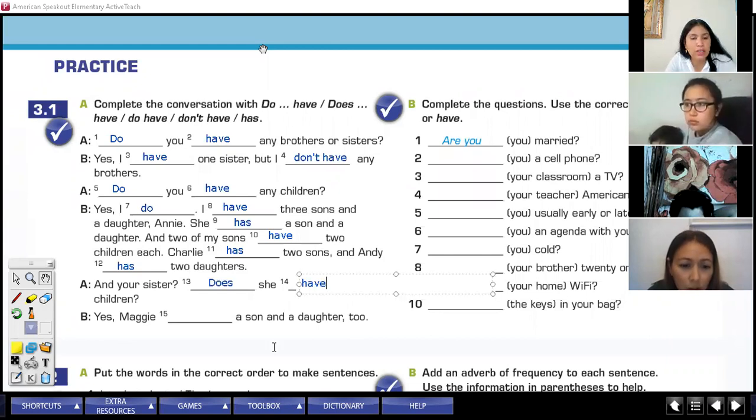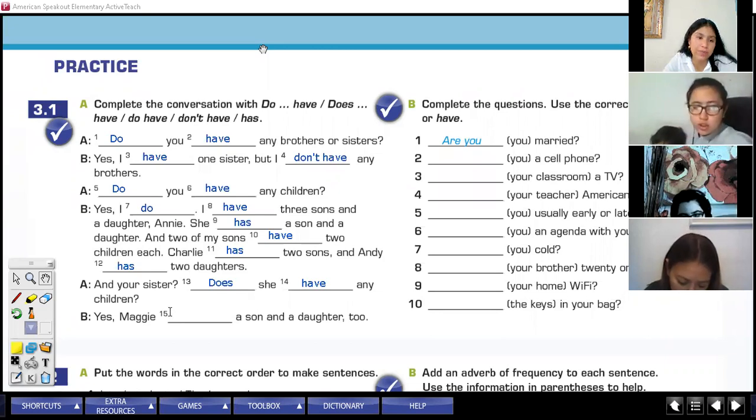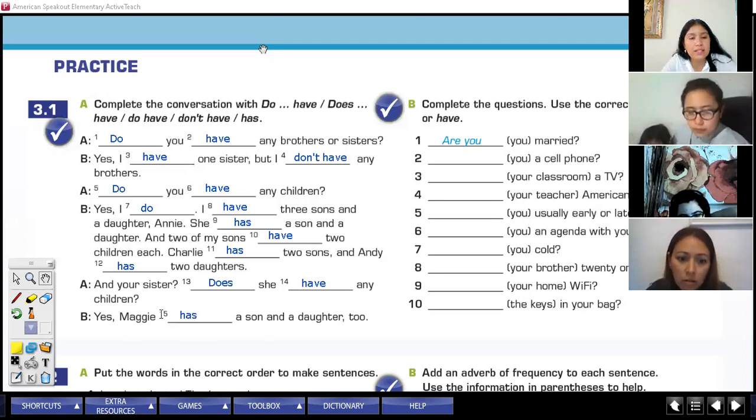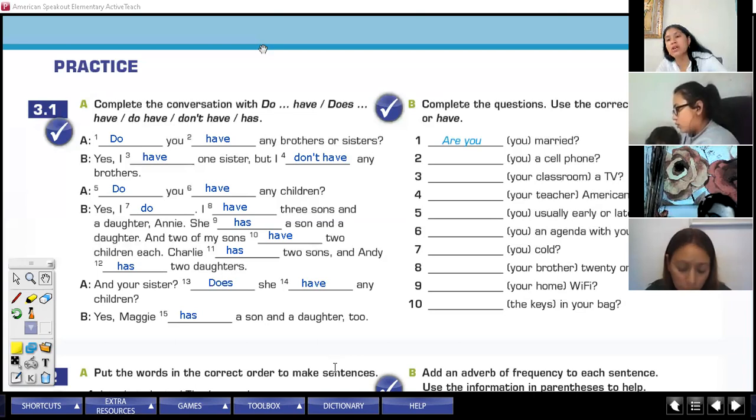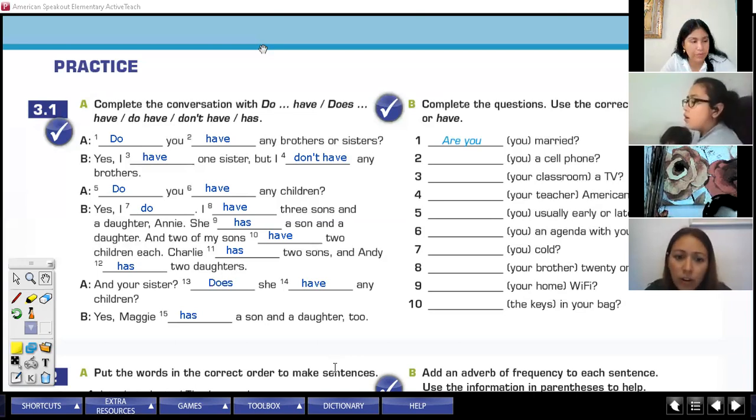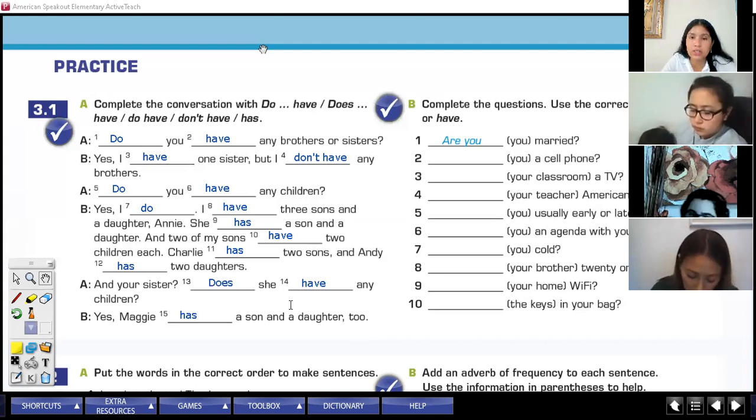And the answer is yes. Maggie, a son and a daughter too. She have. Suppose she has any children. Maggie has. Because Maggie is the same as she and I already have it. Maggie has a son and a daughter too. Teacher, en la de arriba es does she have? Does she have any children? Porque tenemos aquí el she, entonces para she usamos does. Remember that.